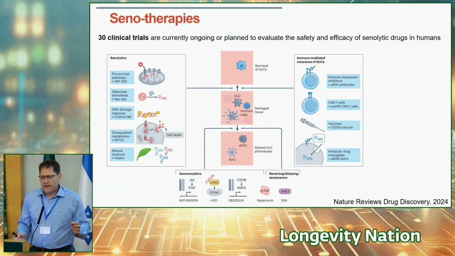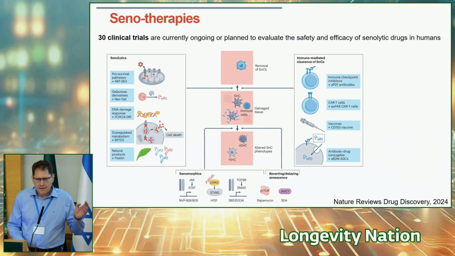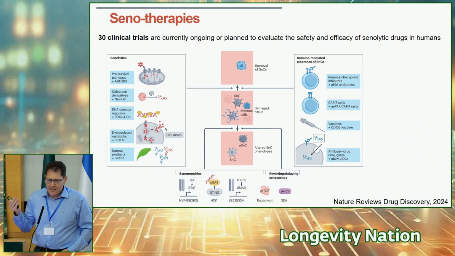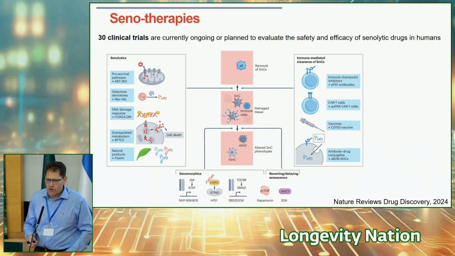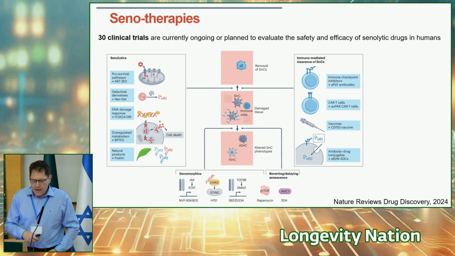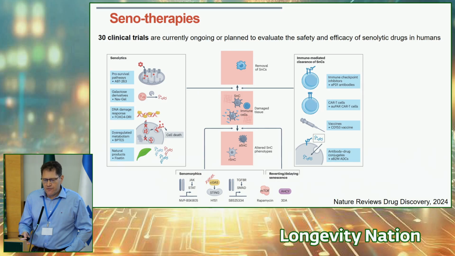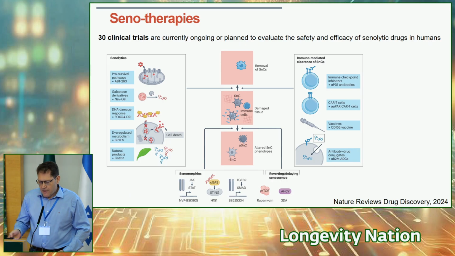And there are many clinical trials going on, and 30 is probably, it's from last year and probably an underestimation, and I would say now there are maybe 50 or 60 clinical trials going on evaluating different senotherapeutic agents in a variety of different age-related diseases.